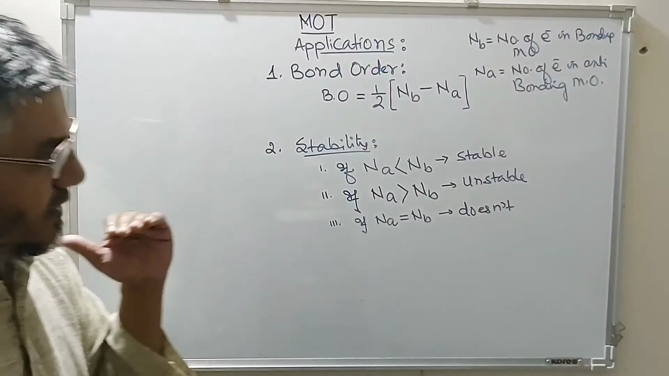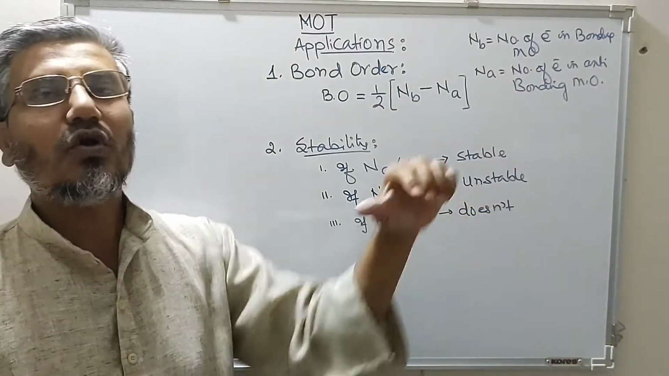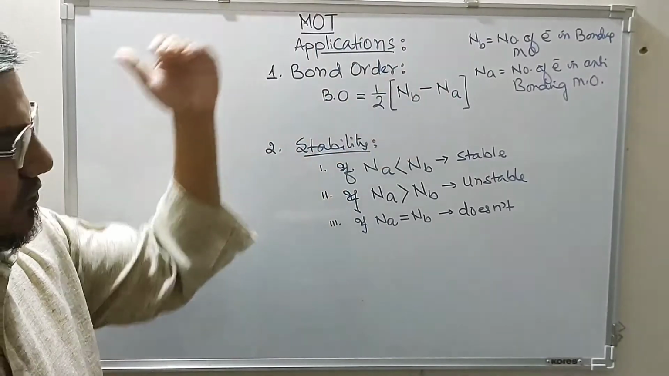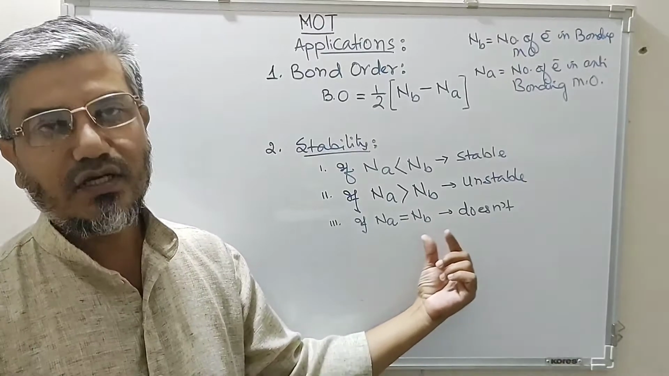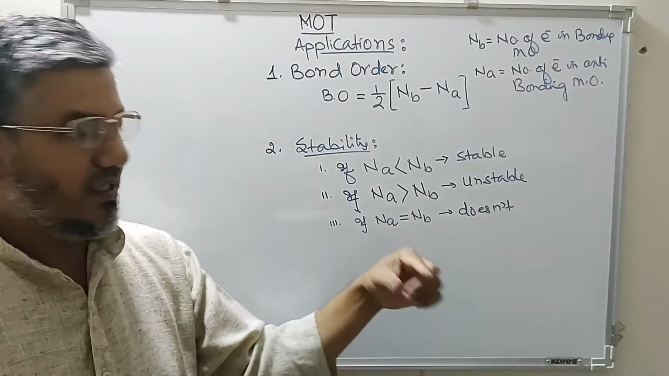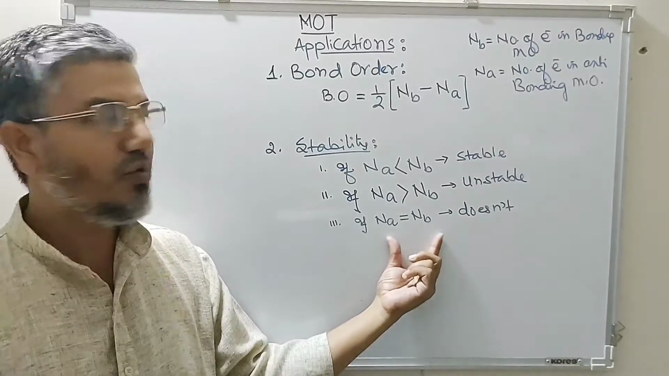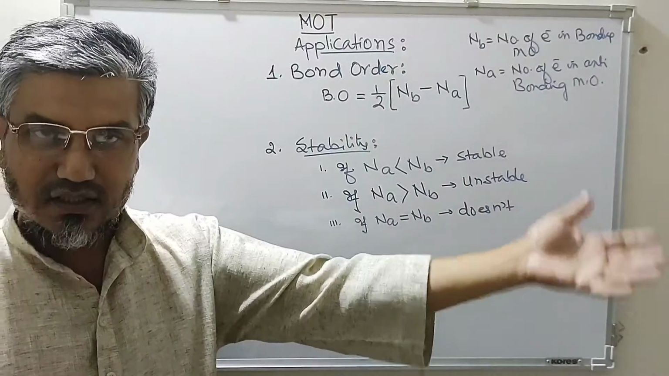So whether a given molecule will exist or not, for this we have to write our electronic configuration. Then we have to find if the number of electrons in bonding and anti-bonding are the same or greater or less. If the number of electrons are the same in bonding and anti-bonding, then bond order comes out to be 0, so the molecule cannot exist.